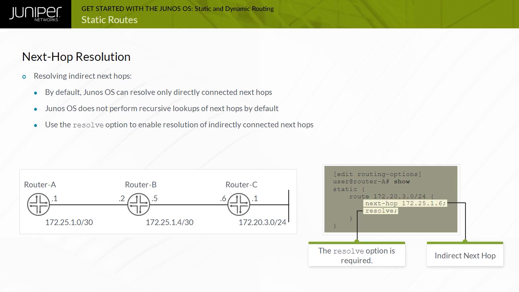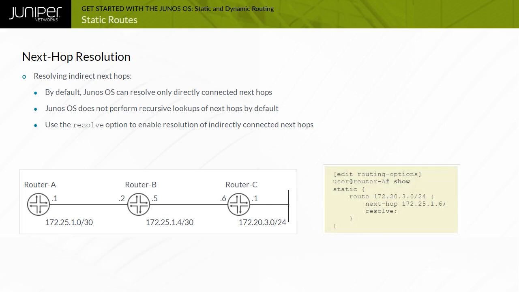Indirect next hops can be resolved through another static route or through a dynamic routing protocol. It is recommended to use a dynamic routing protocol as the method of resolution whenever possible. Using a dynamic routing protocol rather than a static route to resolve indirect next hops dynamically removes the static route if the indirect next hop becomes unavailable.